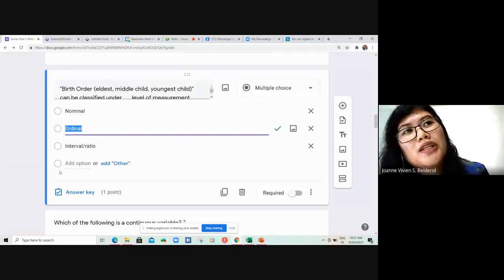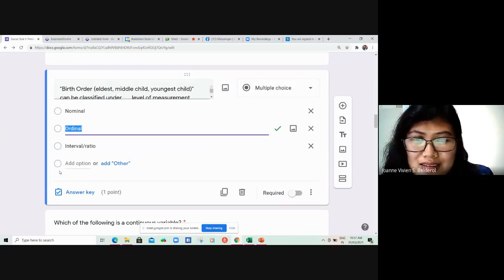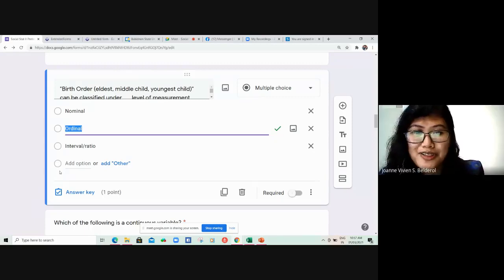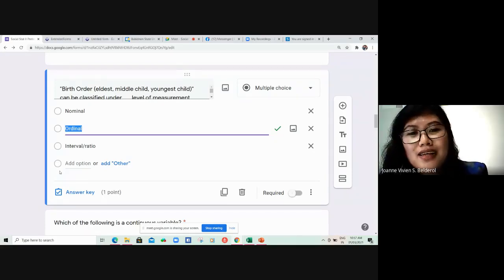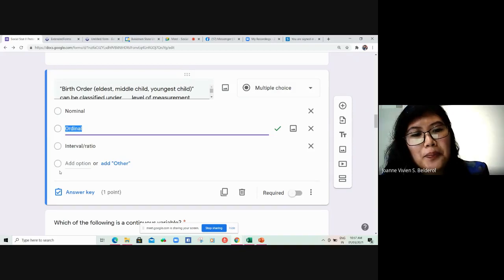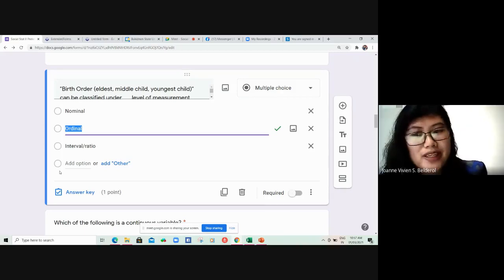Order. What about year level? Ordinal. First year, second year, third year, fourth year. How about monthly income? Ratio. Interval or ratio. Oh, pwede.